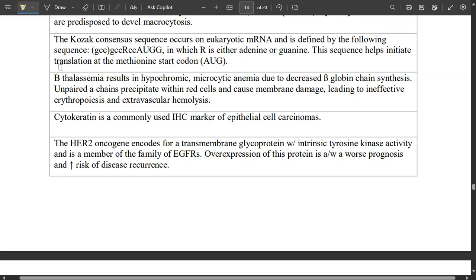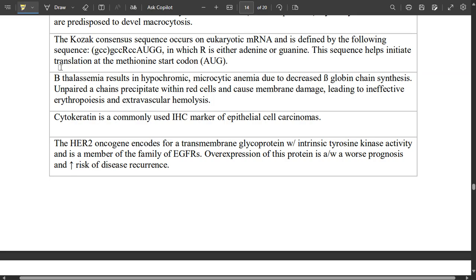So beta thalassemia results in hypochromic microcytic anemia. It's a hereditary cause. So it's called microcytic anemia. Microcytic hypochromic anemia occurs because of decreased beta globin synthesis.